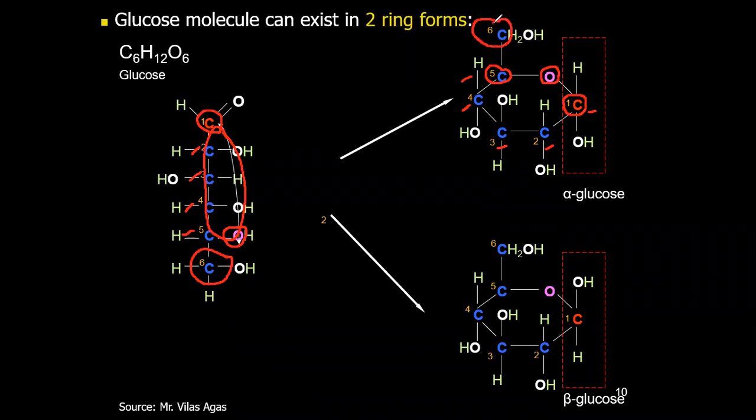So altogether we still have 6 carbons, but one of the carbons is outside the ring, because even though this ring is hexagonal, one of the corners is occupied by the O. So therefore the 6th carbon is outside the ring.